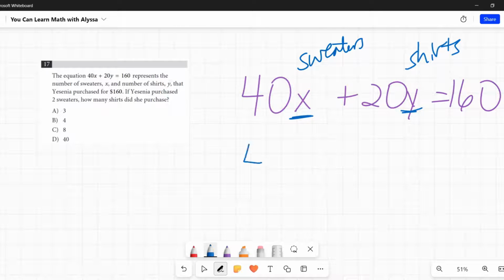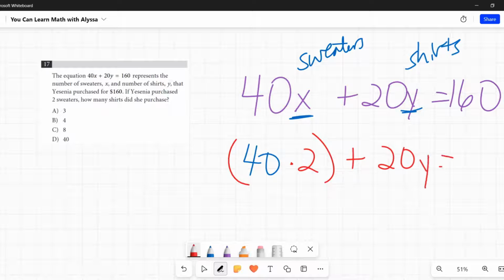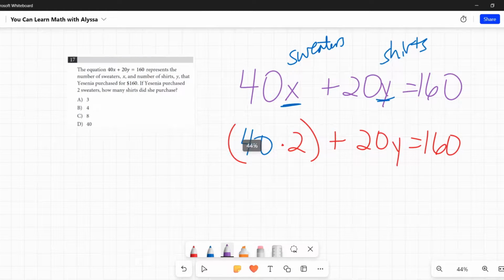So I'm going to replace this x with 2. But we still don't know how many shirts, and that's what they're asking us to solve. How many shirts did she purchase? Well, by them telling us how many sweaters, we've eliminated that variable. Now there's only one variable, and this will be very straightforward, and we can solve it. So let's do just that.